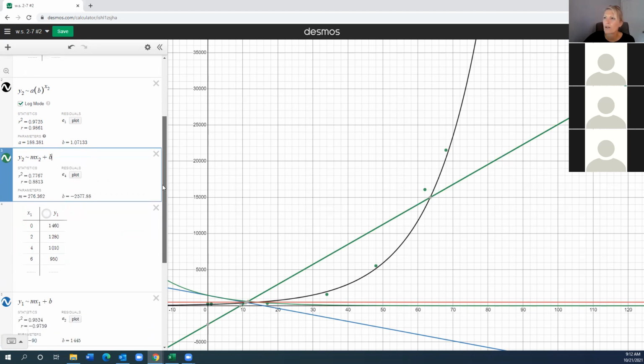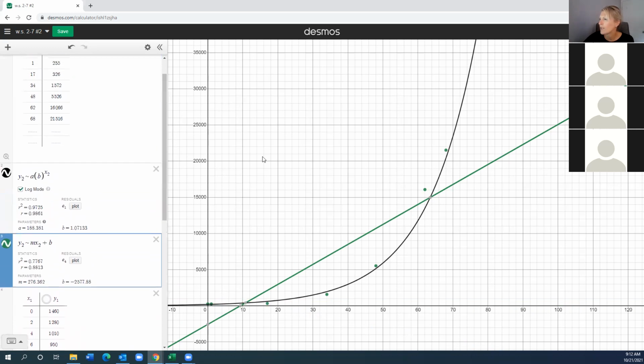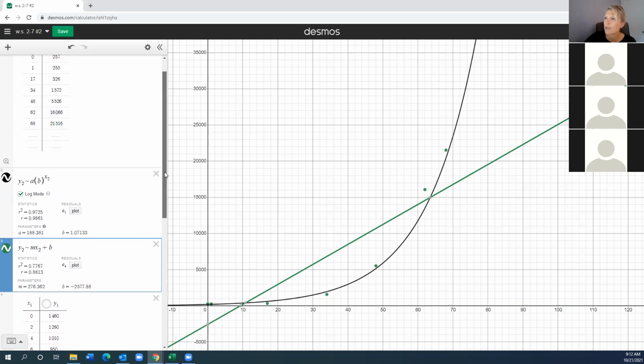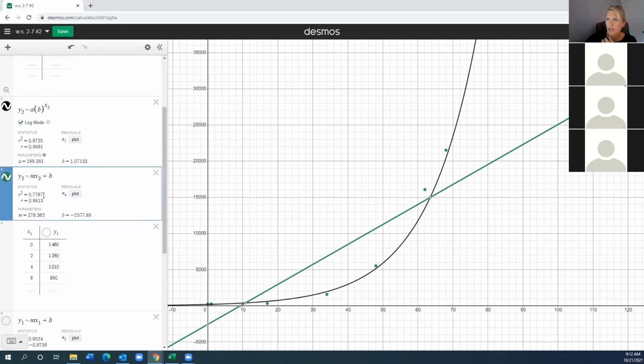I'm going to turn off the colors of my other ones down here because I don't want to use those right now. So the data that I have on my screen is the linear model green for this data here, the debt in billions, and then the black is the exponential model. And so we're going to use the R from both to make a decision on which one's better. And who can tell me which one is better in this case?